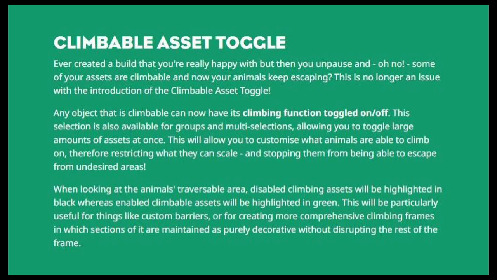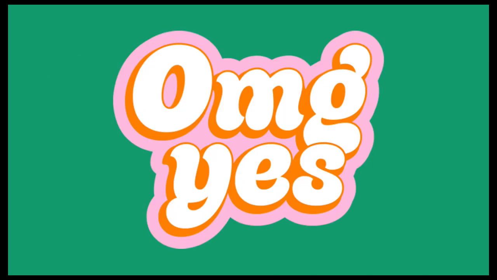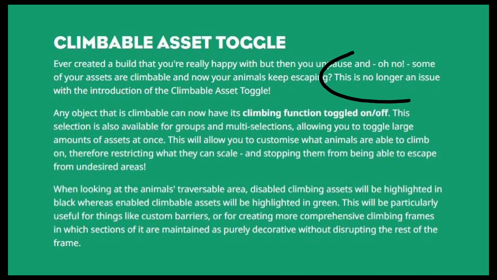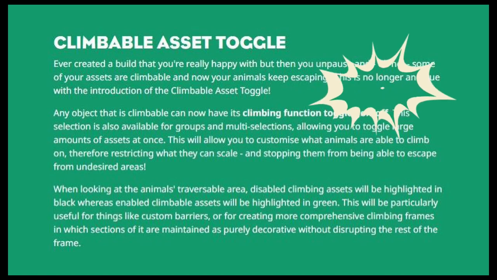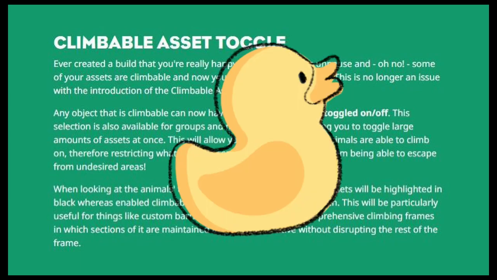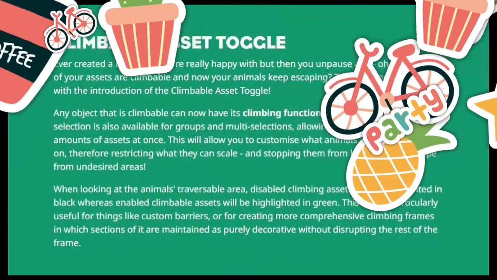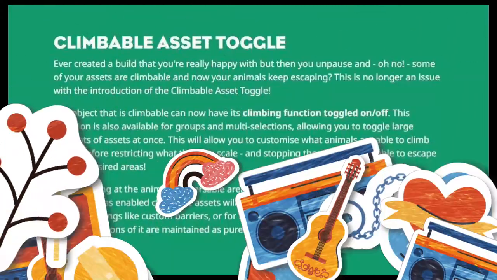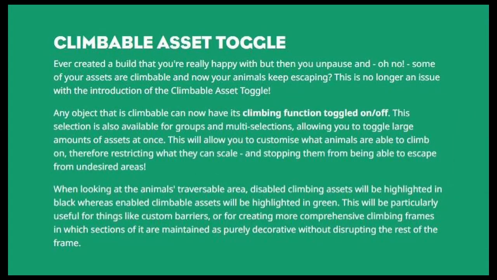And last but not least, a flipping lemur fix. Ever created a build that you're really happy with, but then you unpause it and, oh no, some of your assets are climbable, and now your animals keep escaping? Yes, I have. And then it says that this will no longer be an issue? I had sworn that I would never build another lemur habitat ever again because those little ducks keep glitching through the roof or climbing through the fence because the posts are made from wood.